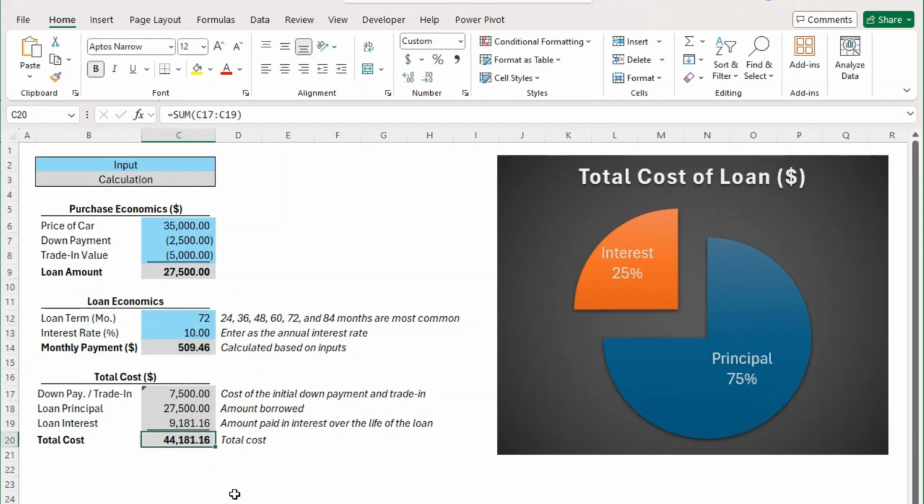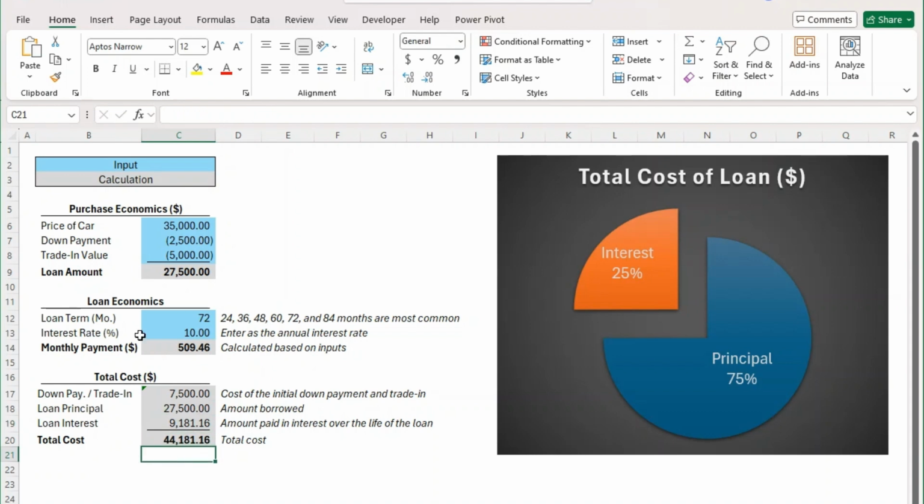You can see the total cost in this example is $44,000, compared to our purchase price of $35,000. So you are paying quite a bit more, almost $10,000 just in terms of interest. That's the delta here. The difference between the 35 and the 44 is this 9,000 in loan interest.